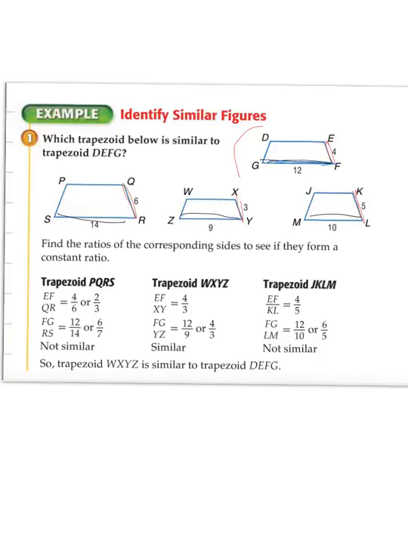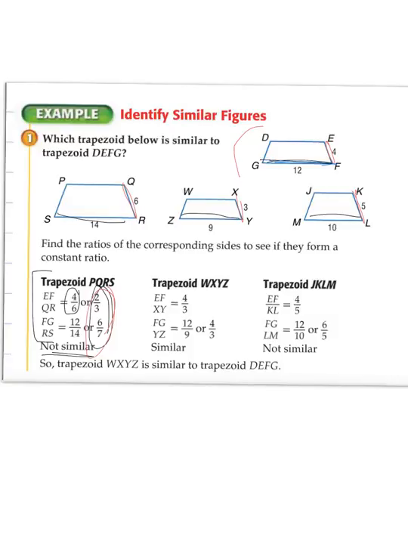And so down here, they're comparing each of these trapezoids and the sides. So they're comparing 4 to 6. Okay, that's the side of EF compared to QR, which is 2/3. And then we have to compare it to the other ratio, GF to SR, which is 12/14, which simplifies to 6/7. So therefore they are not similar because these two ratios are not the same.